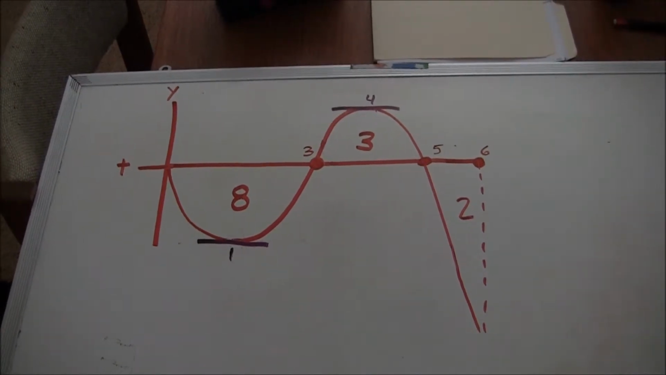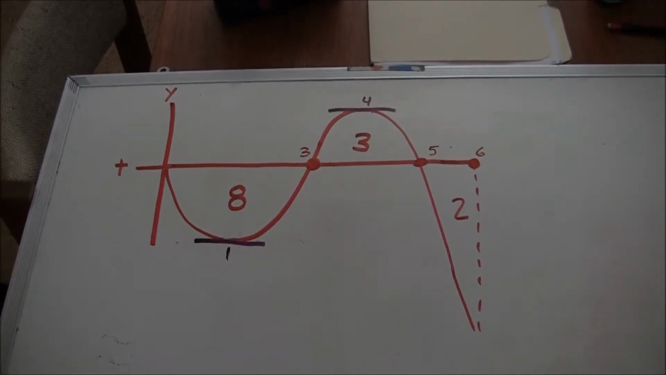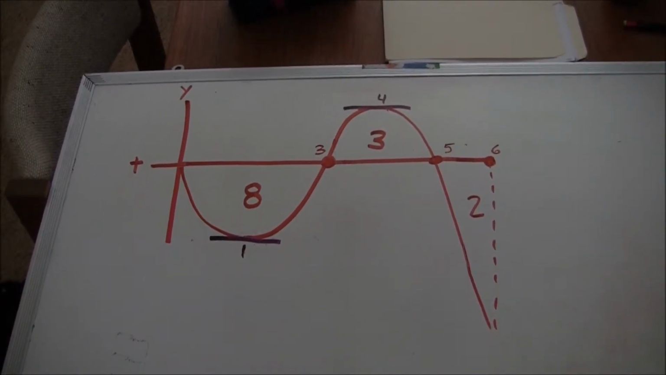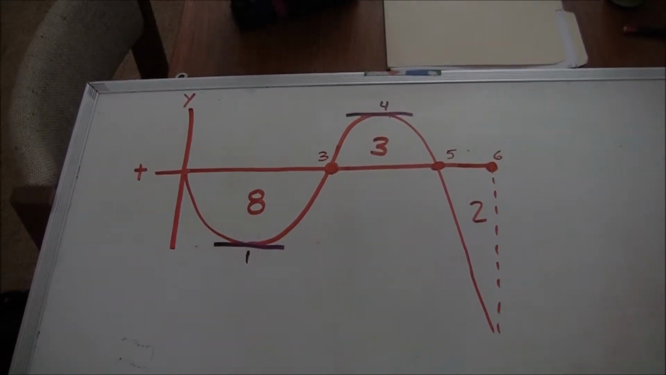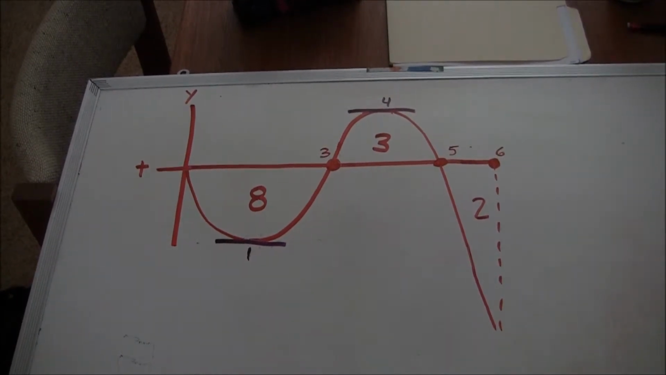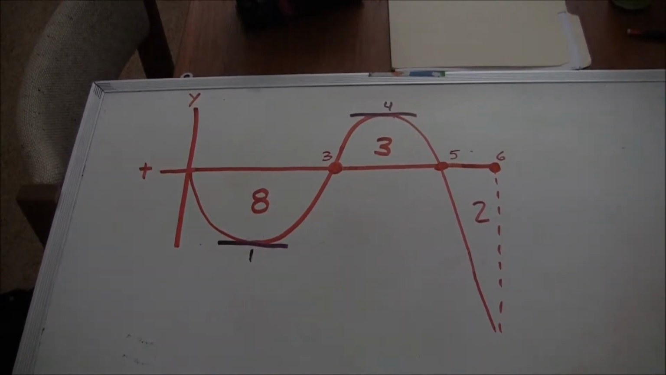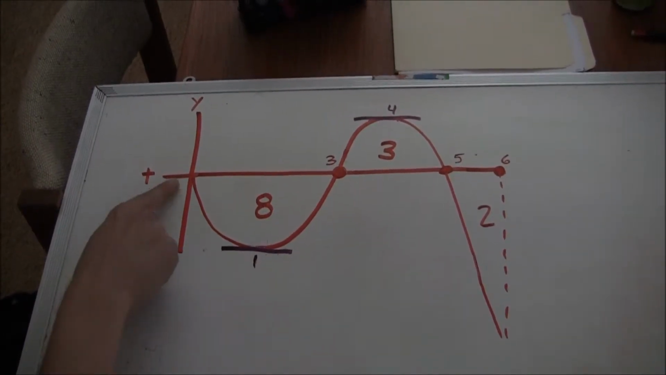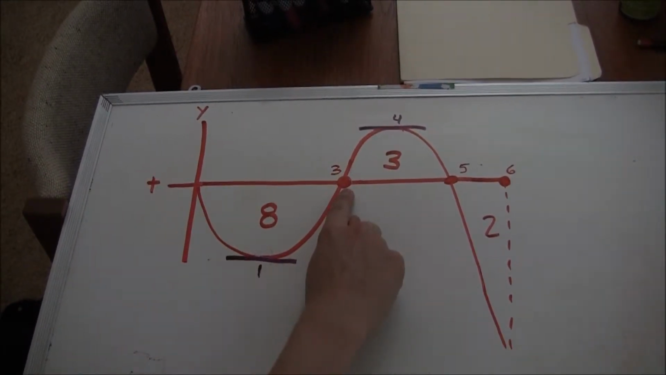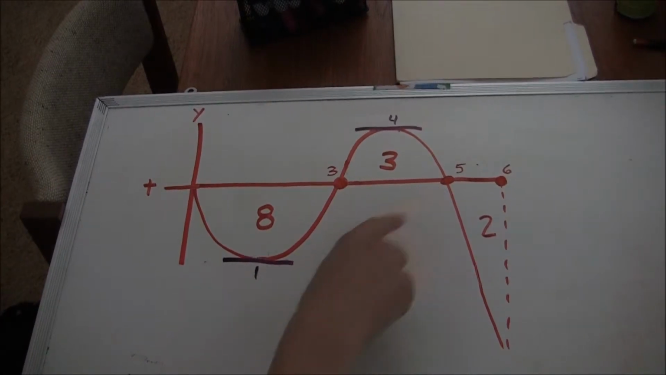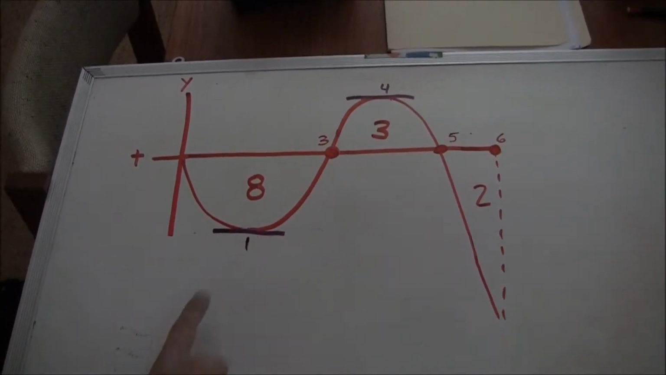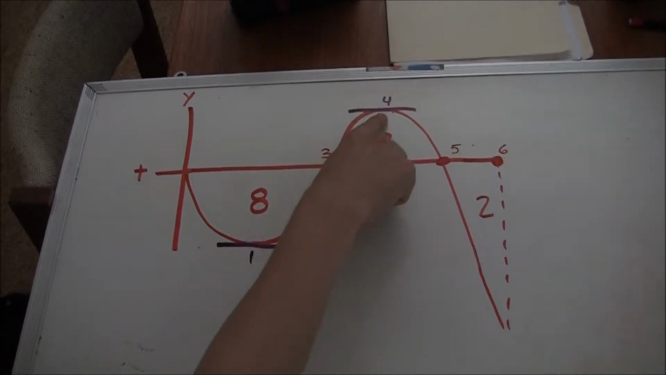The question says, a particle moves along the x-axis so that its velocity at time t for 0 ≤ t ≤ 6 is given by a differentiable function v whose graph is shown above. The velocity is 0 at t equals 0, t equals 3, and t equals 5. And the graph has horizontal tangents at t equals 1 and t equals 4.